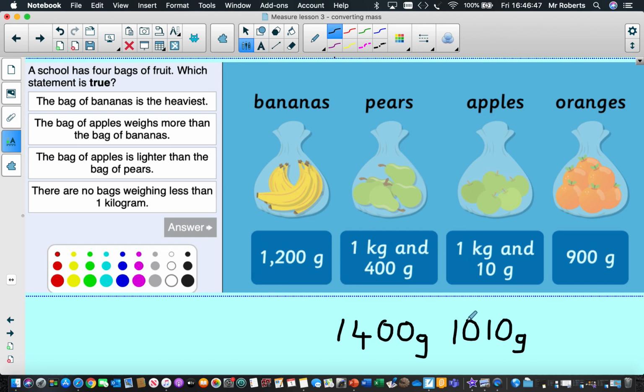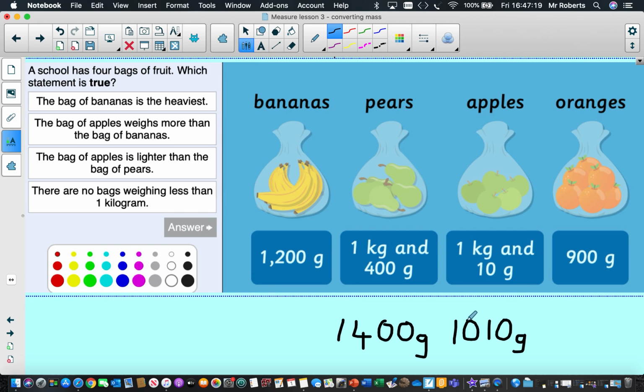A bag of bananas is the heaviest. Well, it's not, because that's the pears. The bag of apples weighs more than a bag of bananas. No, because the apples are only 1,010 grams, whereas the bananas are 1,200. The bag of apples is lighter than the bag of pears. So that one would be true because 1,010 is less than 1,400.